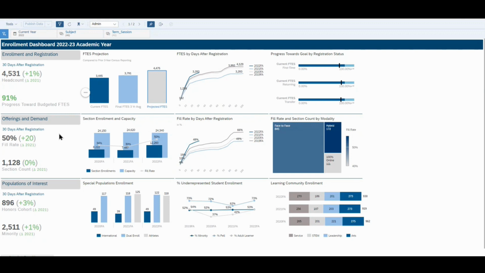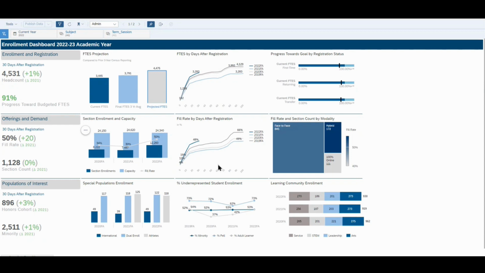The Offerings and Demand panel shows metrics related to section enrollment. These metrics answer questions about how our sections are filling during registration. We can see that at 30 days after registration, our fill rate of 50% is 20% higher than our fill rate of 30% at the same point in time during the prior year.